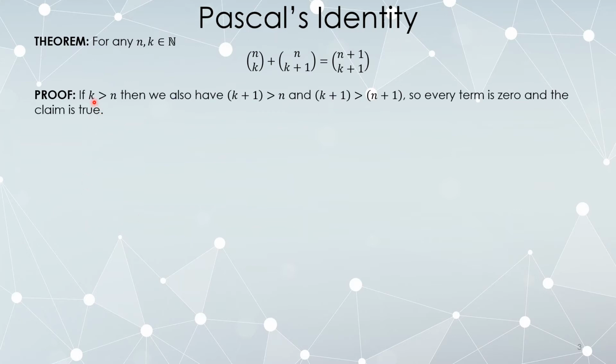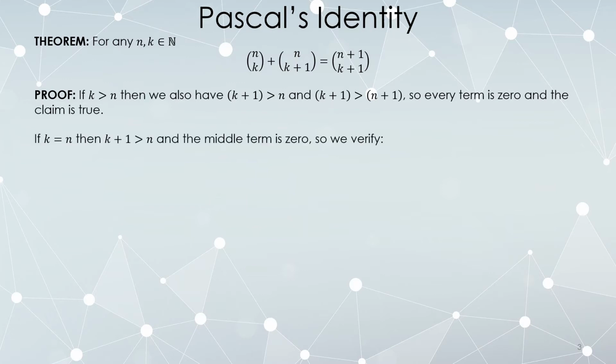First, what if k is bigger than n? Well, if k is bigger than n, k plus 1 is even bigger, so it's definitely bigger than n. But also by adding 1 to both sides here, k plus 1 is larger than n plus 1. Term by term, k is bigger than n, k plus 1 is bigger than n, and k plus 1 is bigger than n plus 1. You cannot choose more objects than you have, so all three of these would evaluate to 0. So in the specific assumption that k is larger than n, all we have to check is 0 plus 0 equal to 0? Spoiler alert, yes.